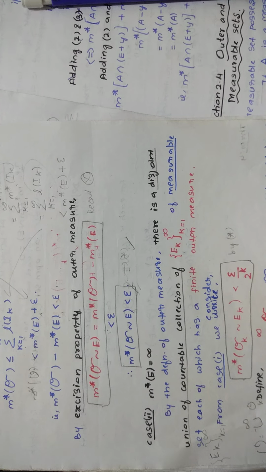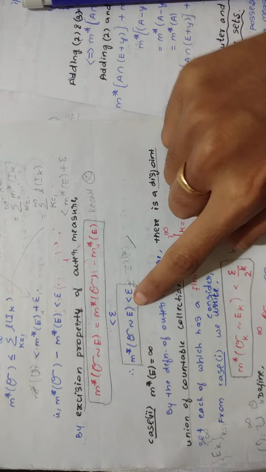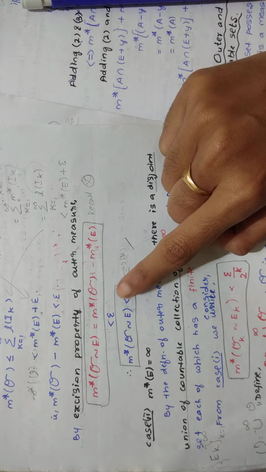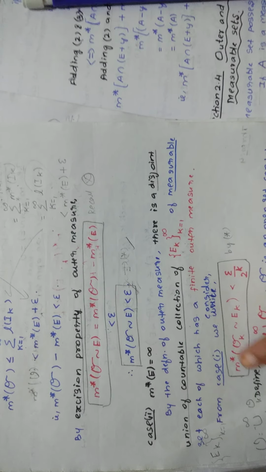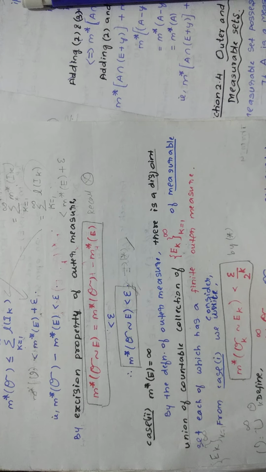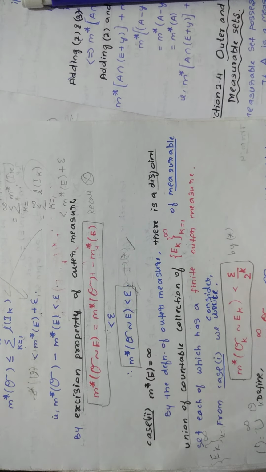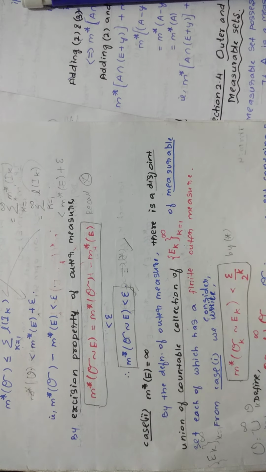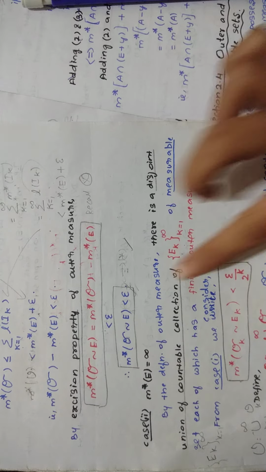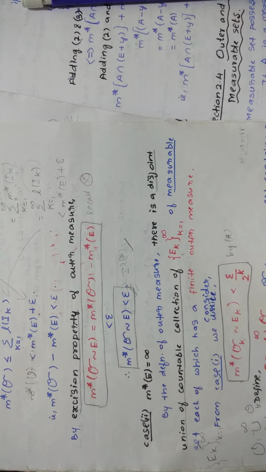So from case 1 you are having this, no? So you are writing M star of, put the suffix k. Like that you have to write, and instead of epsilon, here you put epsilon by 2 power k, for our convenience only. Then only you can prove it. So that is why you are putting 2 power k. No very big reasons are there behind it. So from case 1 you are writing this, put k in the suffix, and in the denominator of epsilon you write 2 power k.